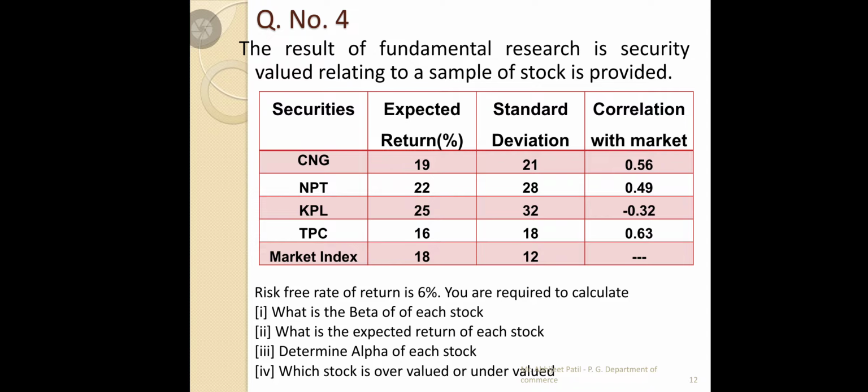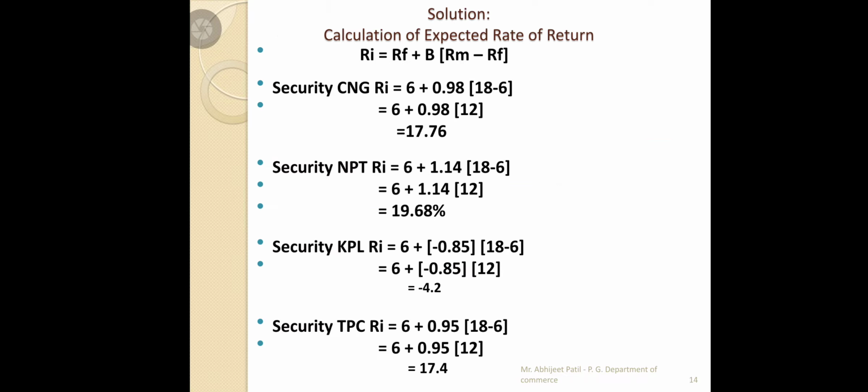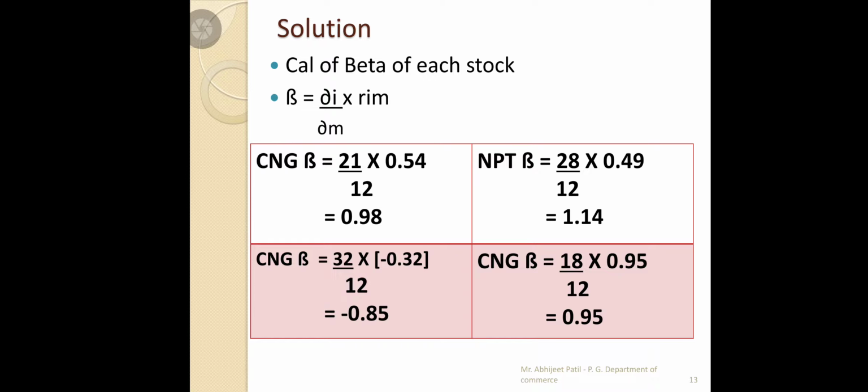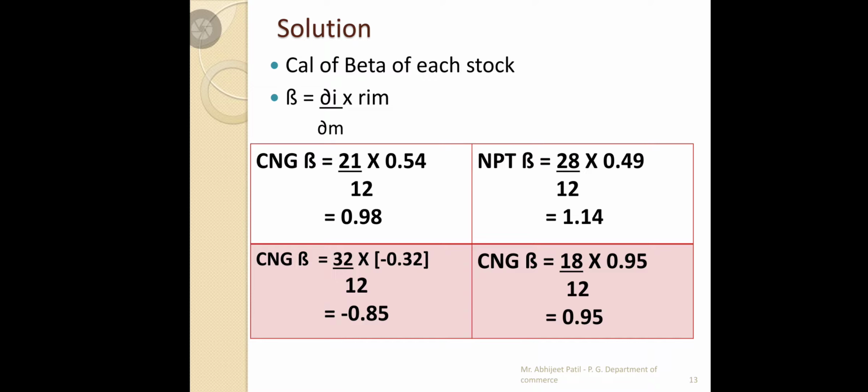The correlations are 0.56, 0.49, minus 0.32 and, correcting it, 0.63 for TPC. So 0.63 multiplied by 18 divided by 12, we get 0.95.